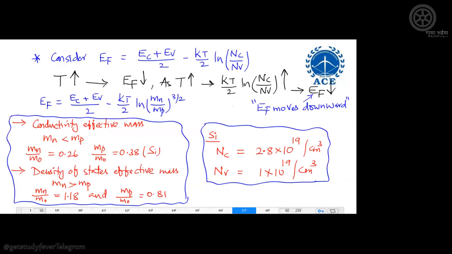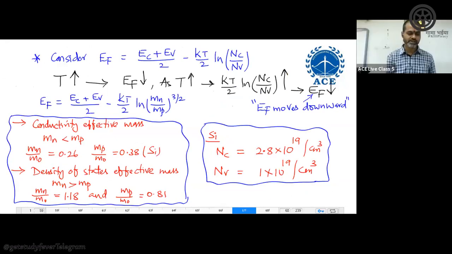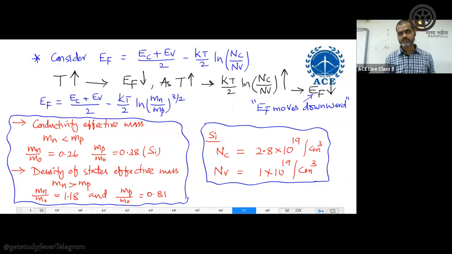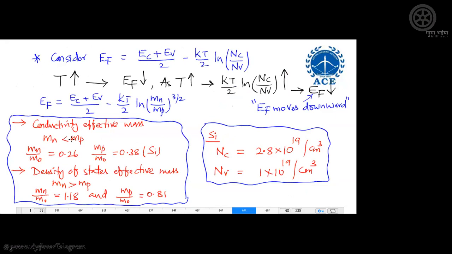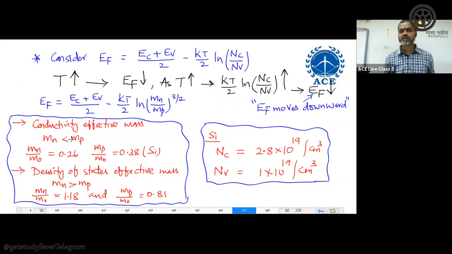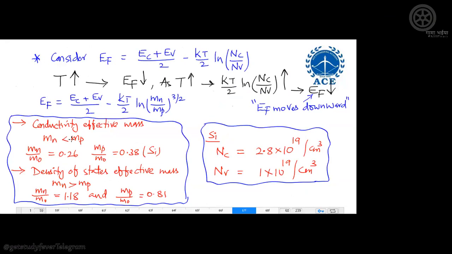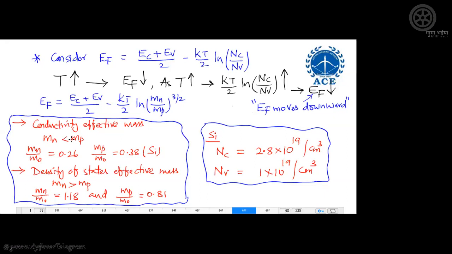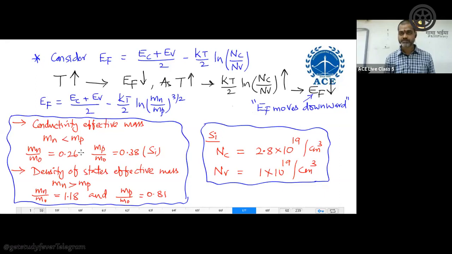Sir, I couldn't get the difference between conductivity effective mass and density of states effective mass. What do you want to understand here? Have you understood conductivity effective mass? Already we have discussed this. Yes, sir. Now, is effective mass an absolute term or a relative term? It's a relative term. So with respect to whatever parameter you are considering, it is going to change. When you are talking with respect to conductivity, this is what we got.